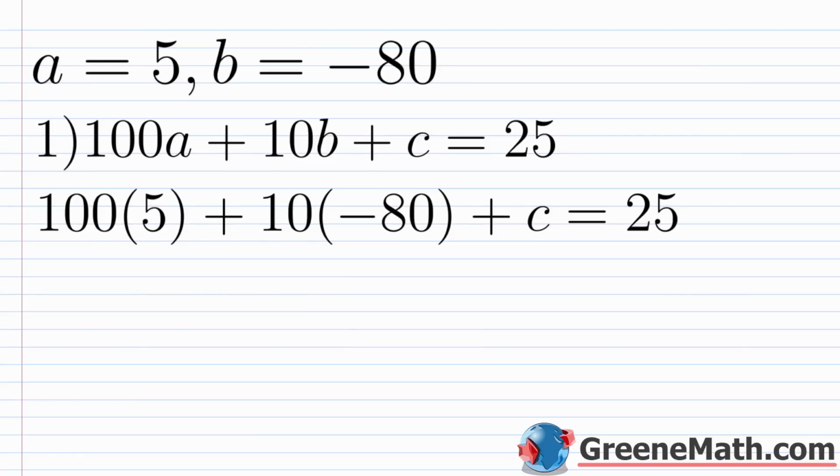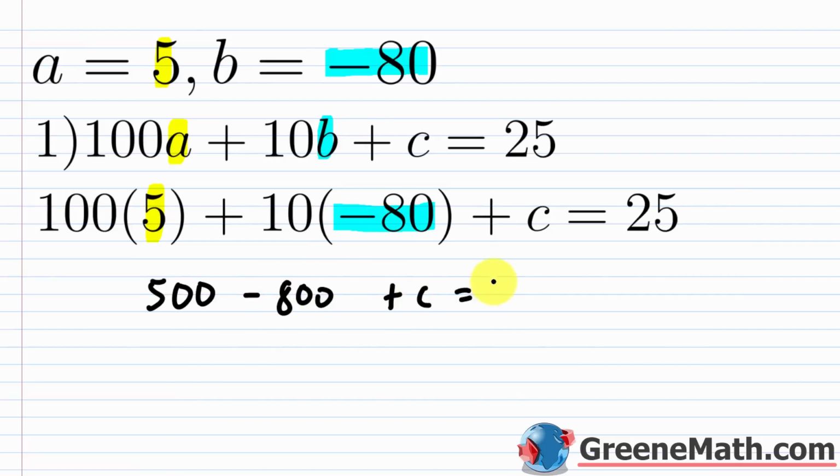All right, now that we know that a is 5 and b is -80, again, you're going to plug into either equation 1, 2, or 3, and you're going to figure out what c is. So since a is 5, again, that gets plugged in right there, so that it ends up right there. And b is -80, so that goes right there, and then ends up right there. Let's go through and simplify and see what we get. So 100 times 5 is 500. Then you have 10 times -80, that's going to be -800. And then you have plus c is equal to 25.